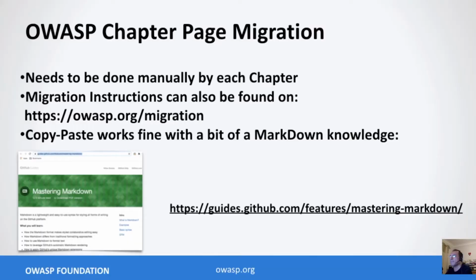code behind this page. So all OWASP chapters are now required to migrate their pages to the new GitHub-based OWASP website. It needs to be done manually by each chapter, and there are handy migration instructions which can be found on https://owasp.org/migration. You will find that migration of your content can be as easy as copy-paste. However, some Markdown knowledge is required.